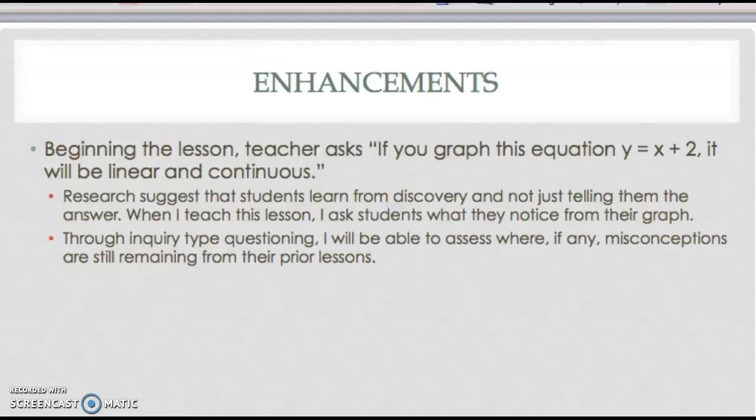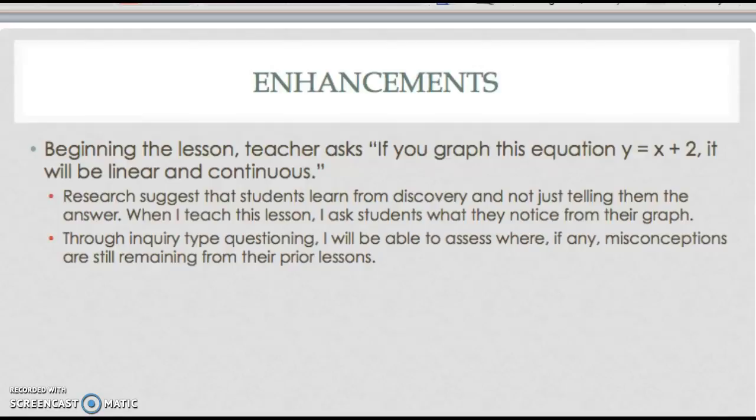In this lesson, some of the enhancements will be at the beginning of the lesson. The teacher asks, if you graph this equation, y equals x plus 2, it will be linear and continuous. The problem with this type of question is it doesn't allow students to make their own connections. It is just telling the students, here's the answer. This equation is linear and continuous.